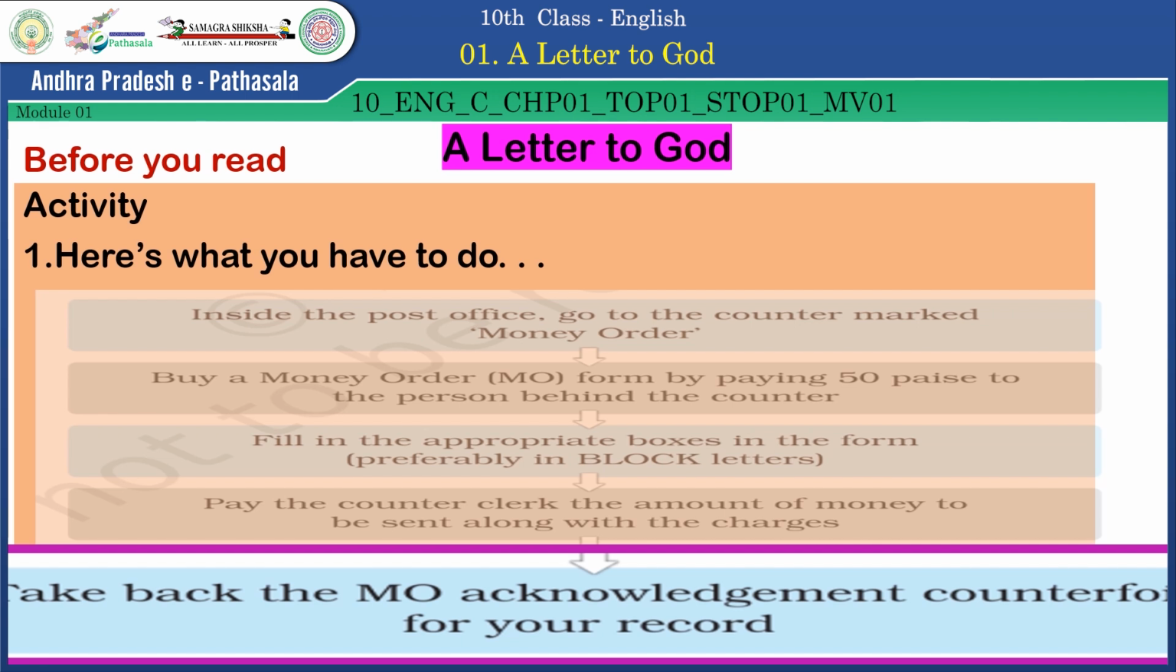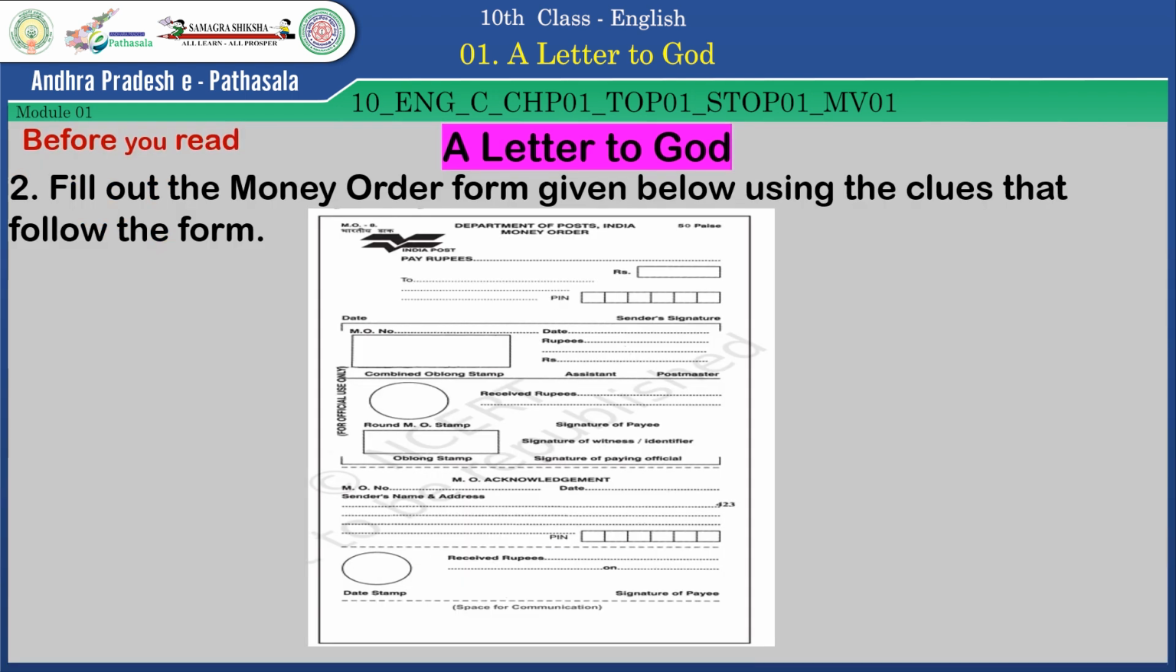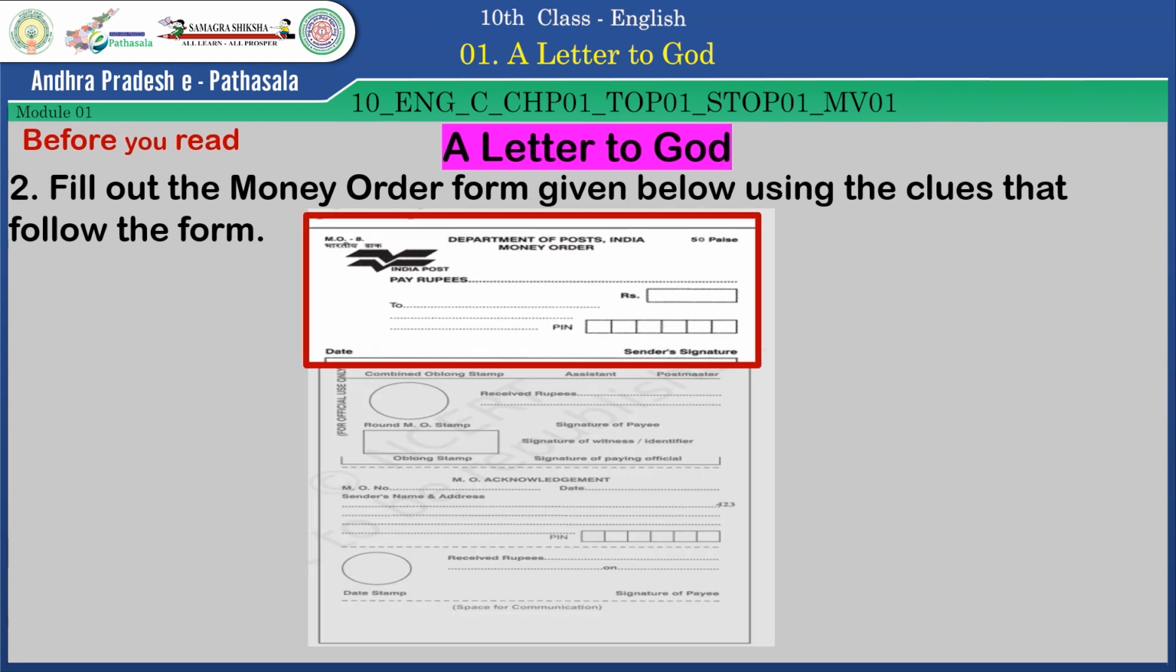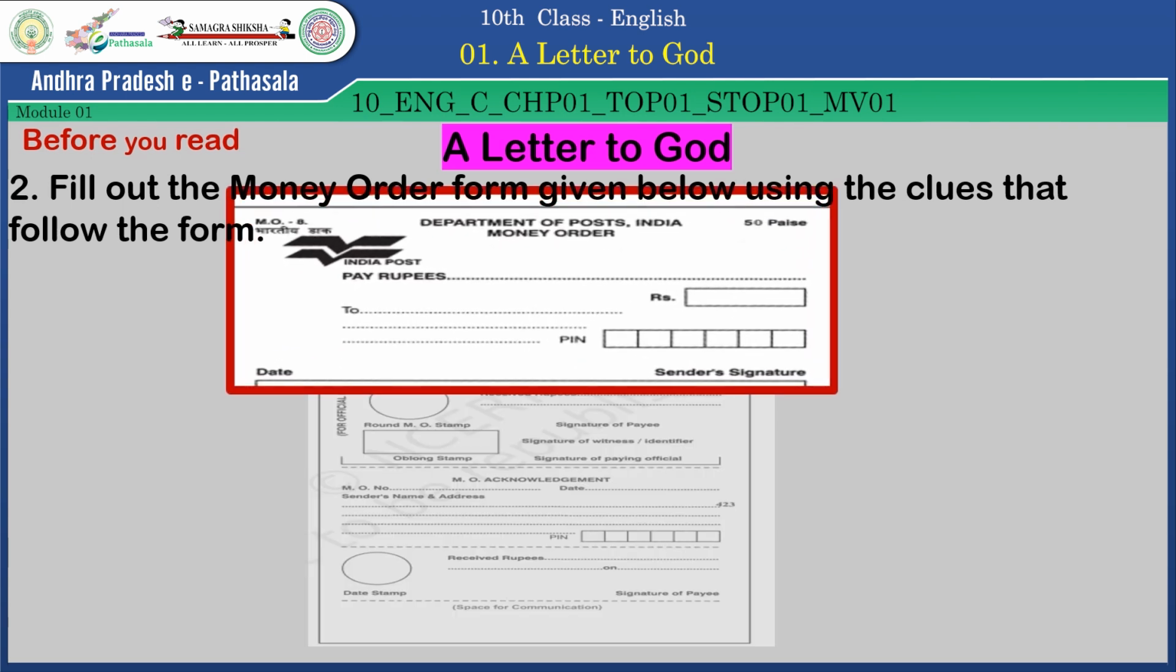Now, we will see how to fill the money order form also. The money order form looks like this. In the first part of the money order form, we have how much money we have to send and the address to whom we are sending.